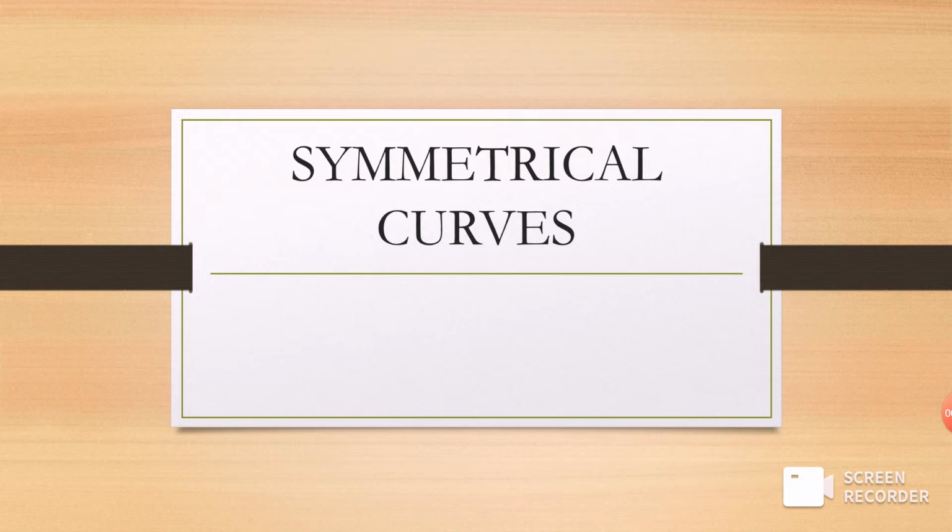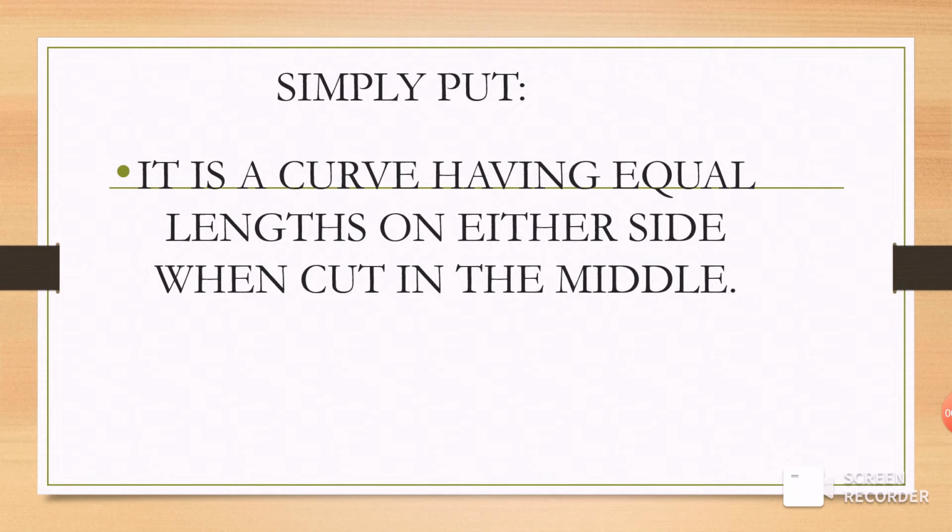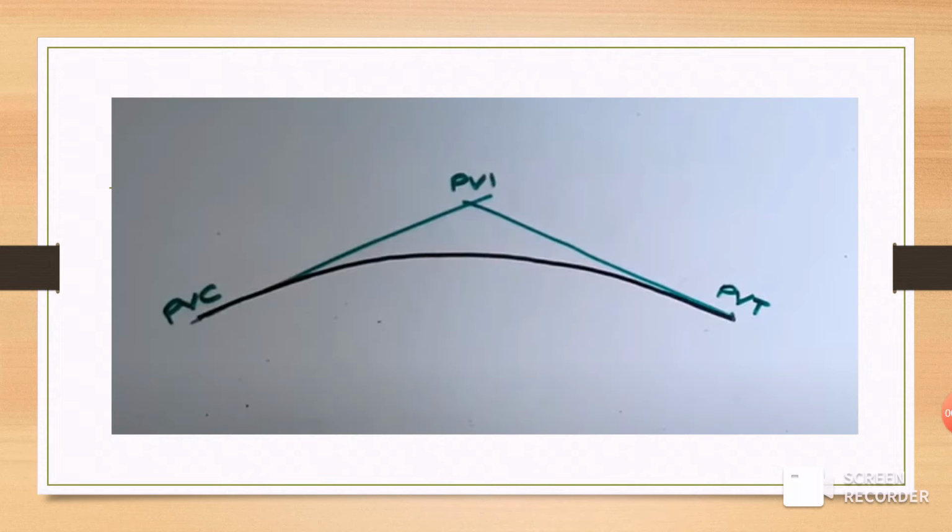So our next topic would be symmetrical curves. Simply put, it is a curve having equal lengths on either side when cut in the middle. As you can see, here is a curve and here is line PVC and PVT. And PVC is connected via curve to PVT.